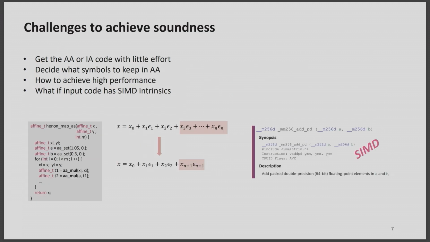So the challenge in order to achieve soundness, in this case, is to get this affine arithmetic or interval arithmetic code with little effort. Here I mentioned affine arithmetic as a better approach for accuracy, but interval arithmetic is still nice for some applications, when you don't have this dependency problem. So we still want to have it. Another challenge is to decide what symbols to fuse, what symbols to merge in order to degrade accuracy in the least possible way. And how to achieve high performance. And also, what if you have SIMD code in the beginning, SIMD intrinsics? Because many of the floating point functions that you have are also optimized for SIMD. Yes?